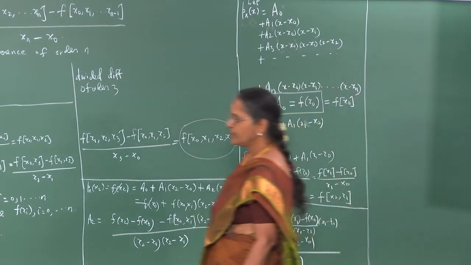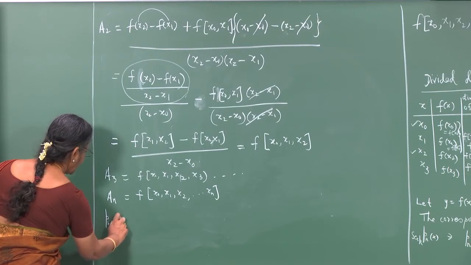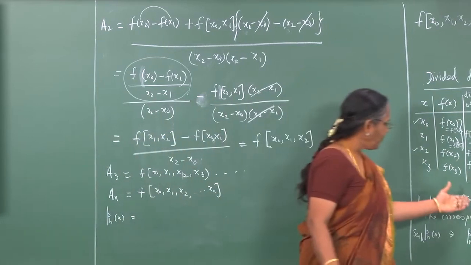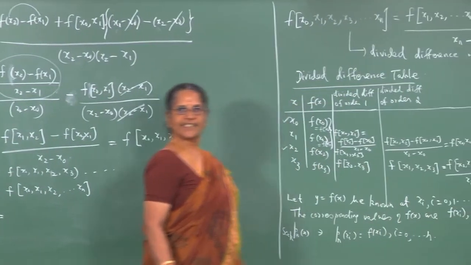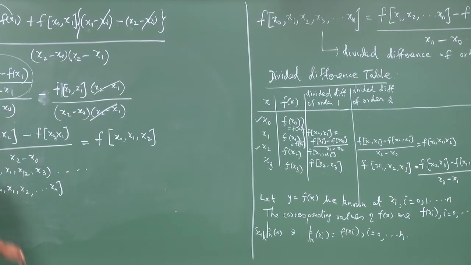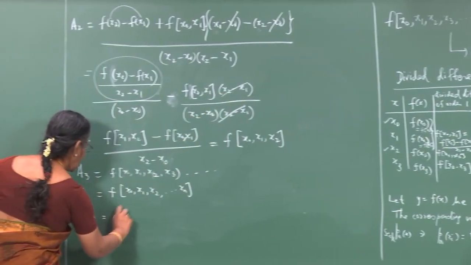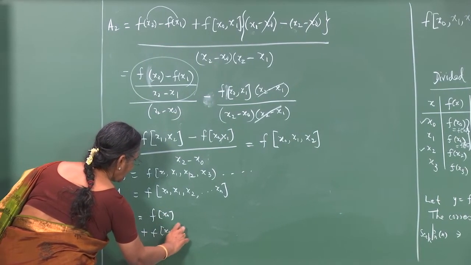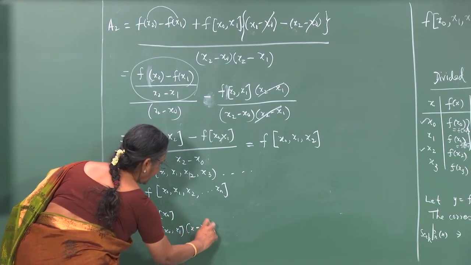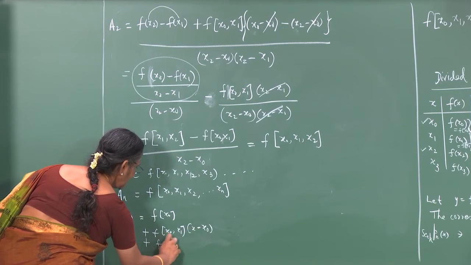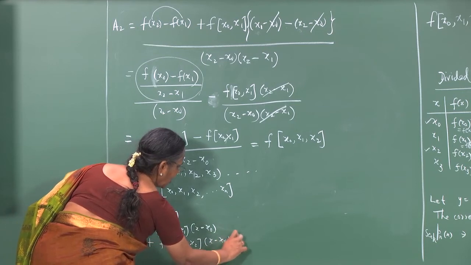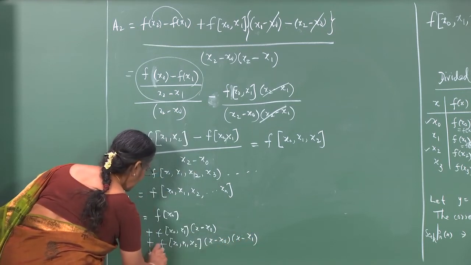So, we substitute. So, we obtain therefore the interpolating polynomial Pn of x of degree at most n that interpolates the function f of x at a set of discrete points xi for i equal to 0 to n, and it is given by A0, which is f of x0, plus A1, which is f of x0 comma x1 multiplied by x minus x0, plus A2, which is f of x0 x1 x2 multiplied by x minus x0 into x minus x1 plus etc.